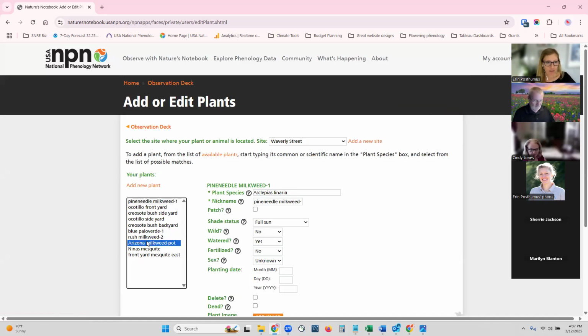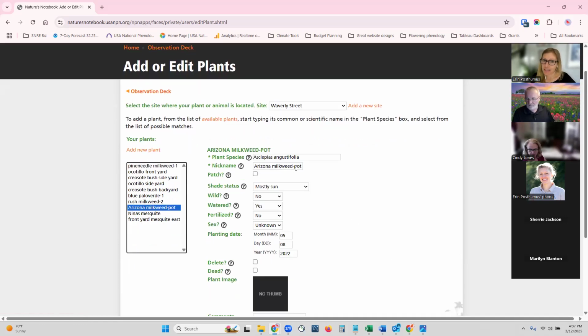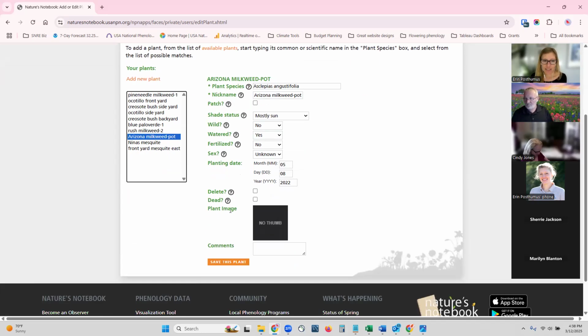And so here, the Arizona milkweed, I can see the nickname that I gave it. It's actually in a pot. It seems to really like being in a pot, so we have kept it in there. So I nicknamed it that so I remember. I also entered the shade status. It's not wild. We do give it supplemental water, so I indicated that here. We don't give it fertilizer, and I put the date that we actually up potted it from the plant that we got at a neighborhood plant sale, and then up potted it on this date and added it to our yard. You can't see here, but I actually have added an image of this plant as well, and that's going to be showing up later on the app.